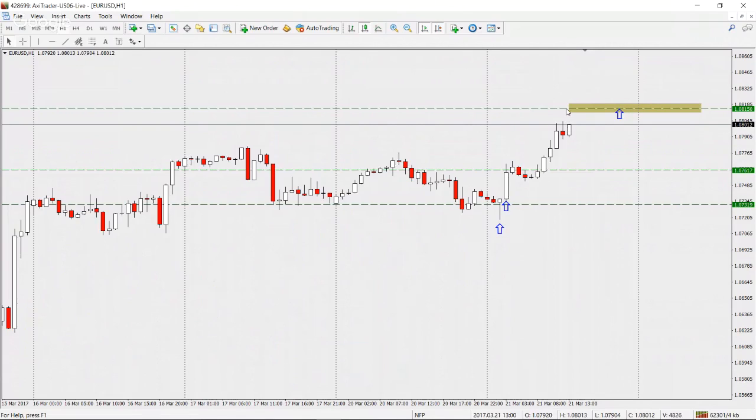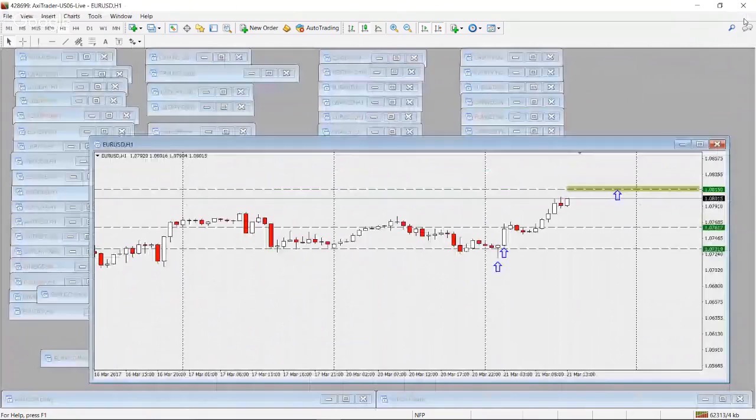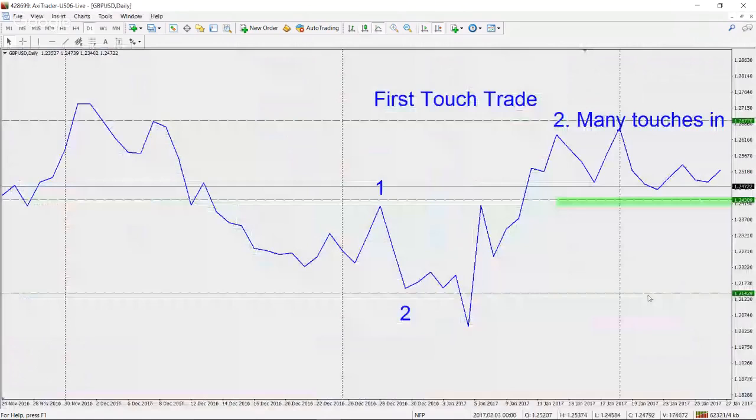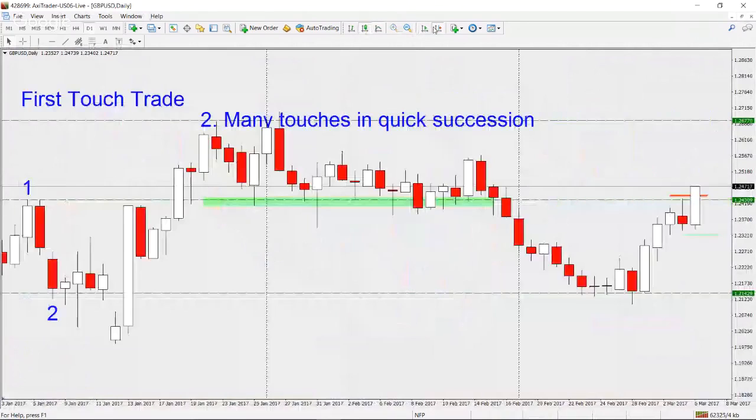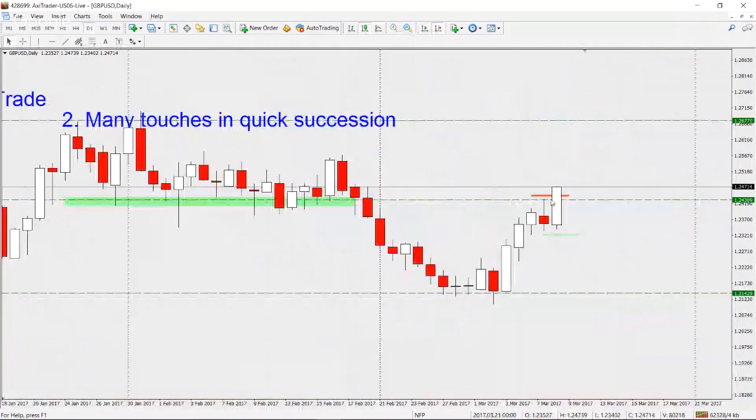So it's got to hit it, it's got to break it, spend time outside above the zone, pull back, and then bam. Same thing with the pound. What can the pound do? Well, this would be really beautiful if it did this: if the pound could spend some candles up here, pull back, bounce off that level, and run for the hills.